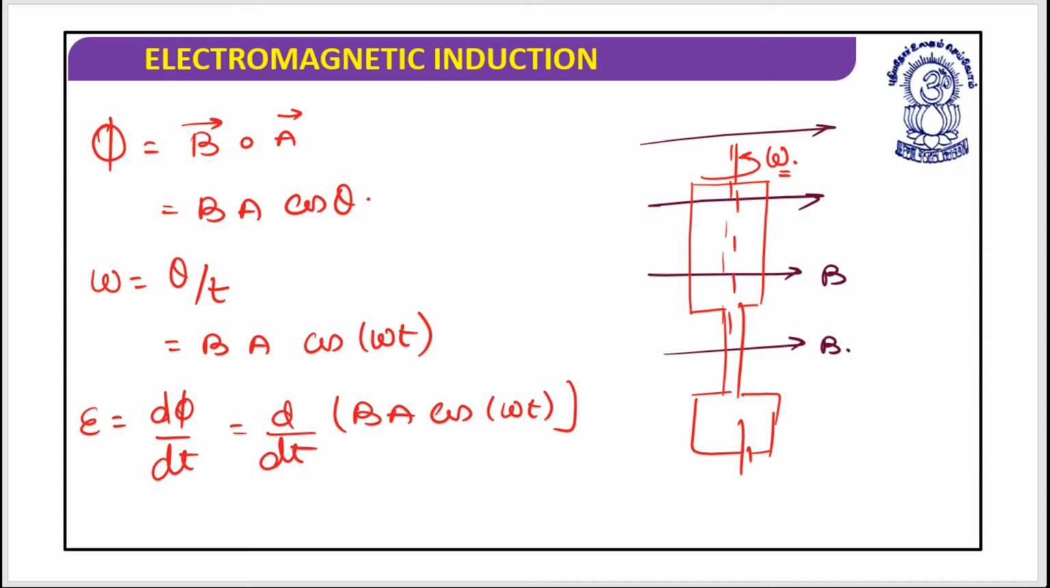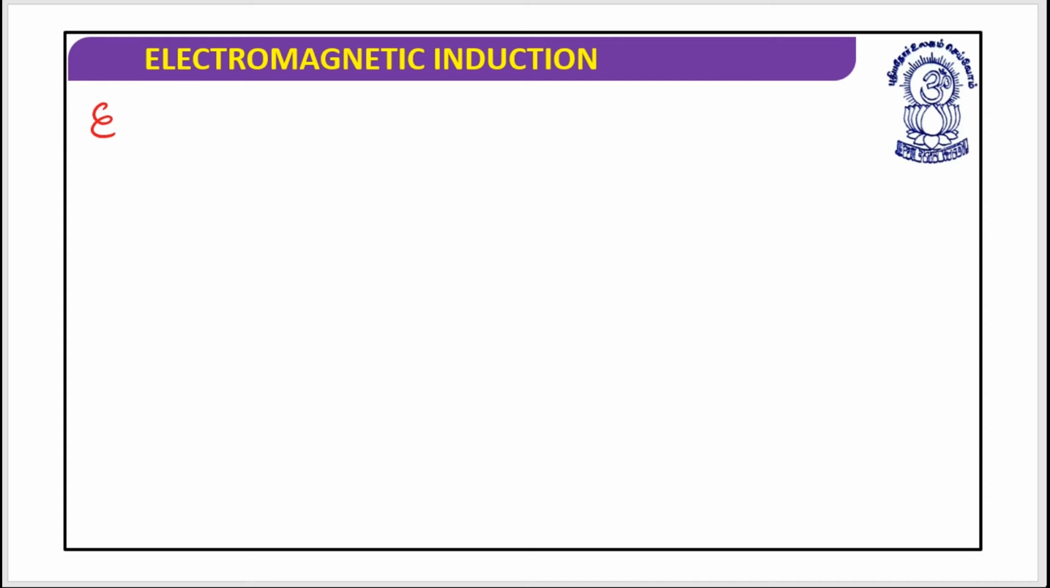Here I'm talking about the number of turns equal to 1. So this is B into A, and cos omega t gives me the minus of sine omega t, but I need to apply the chain rule, which will give me the omega. So this EMF, talking about the magnitude, is omega into B into A into sine omega t. This is for n equal to 1.